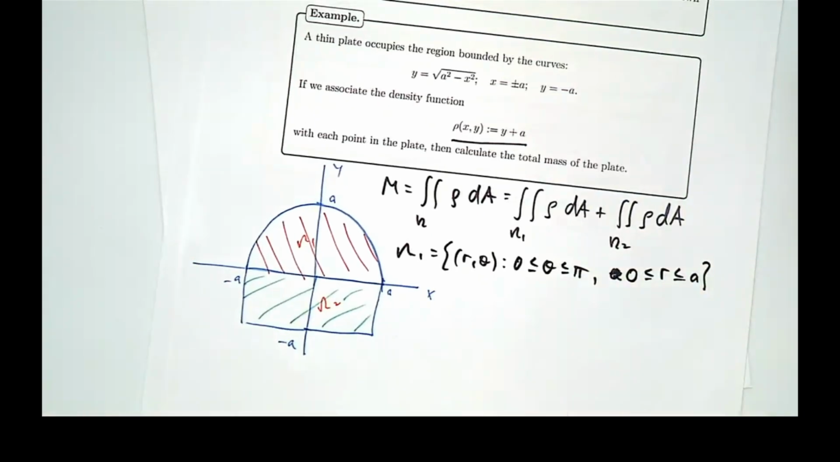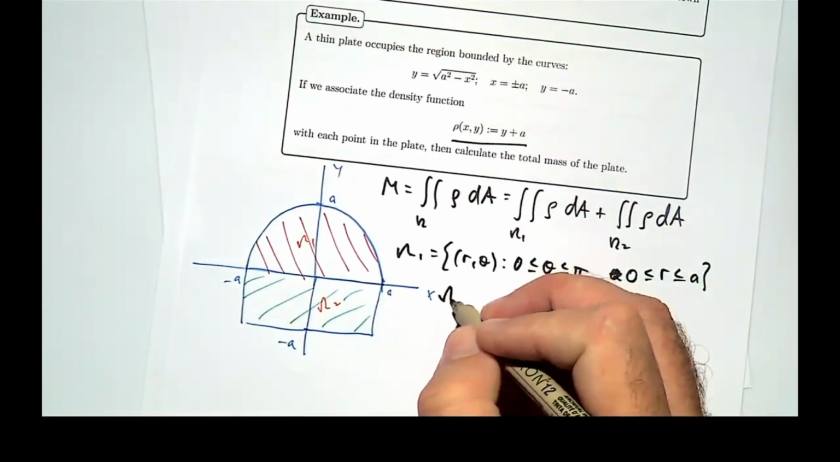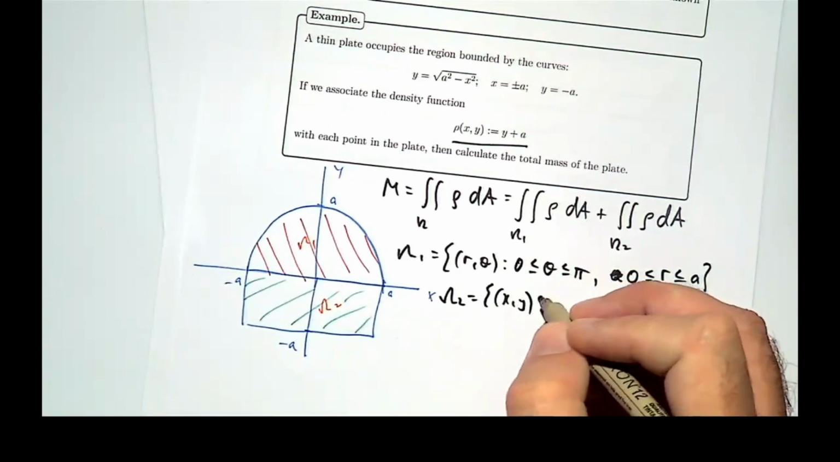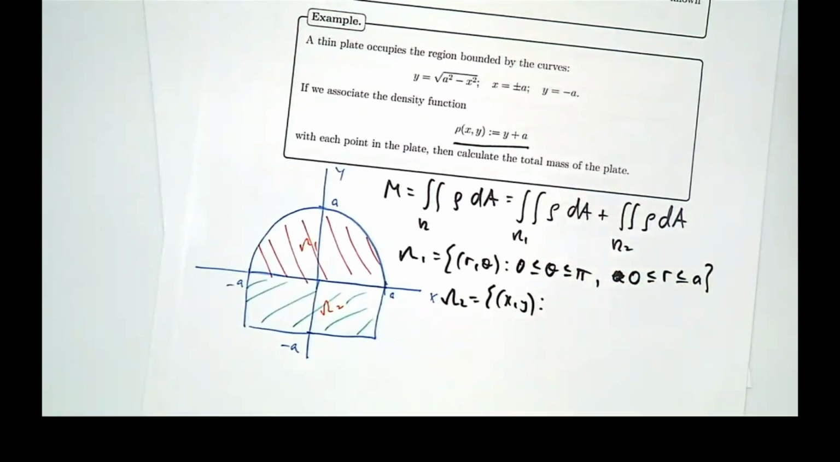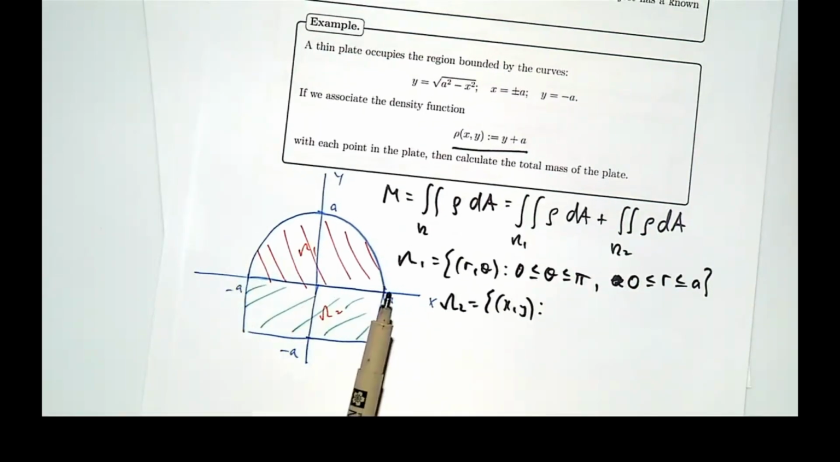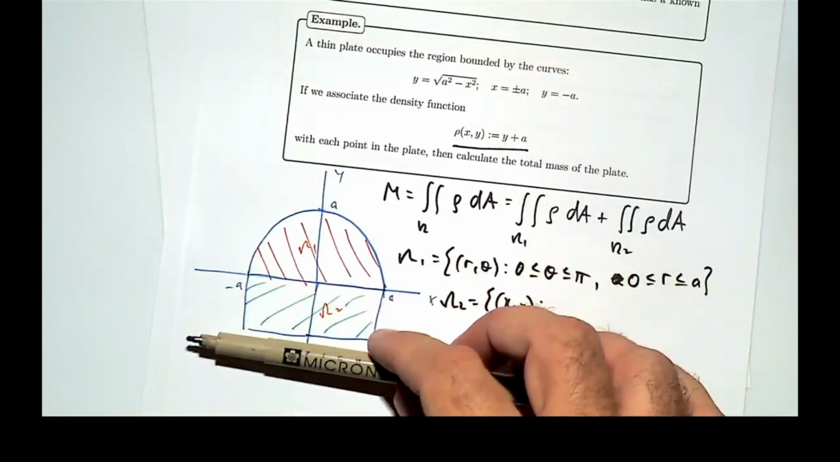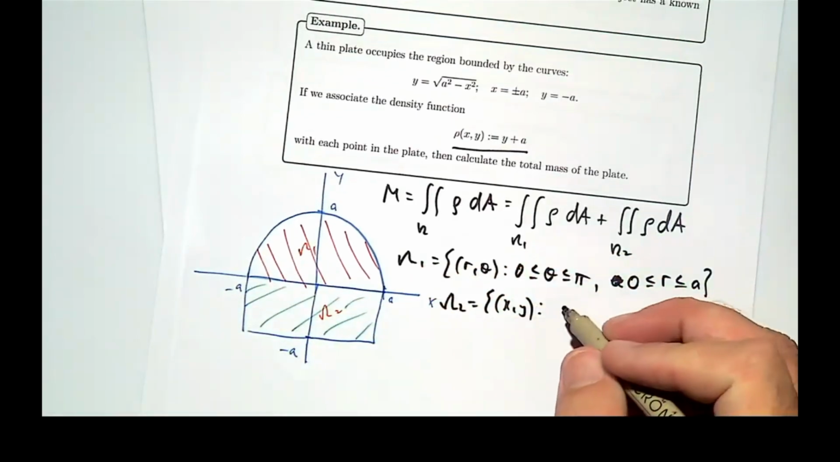Okay. What about the second region? Let's do that with regular Cartesians. Okay? So x is going to be between negative a and positive a, and y is going to be less than 0 but greater than negative a.